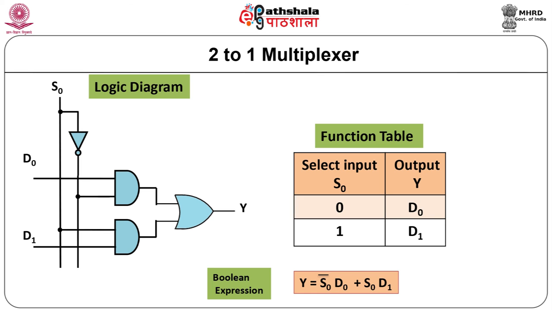The logic circuit can be implemented using two AND gates and one OR gate. The NOT gate provides complemented and uncomplemented form of select line S0. The interconnections are made to the AND gates to provide the necessary product terms. Let us consider simple interconnections in this diagram. The first AND gate has two inputs, one of them is from S0 bar and the second is D0. Whereas the second AND gate receives directly the uncomplemented select line, that is S0, and D1. The outputs of both AND gates are given to the OR gate to provide the sum of product terms.